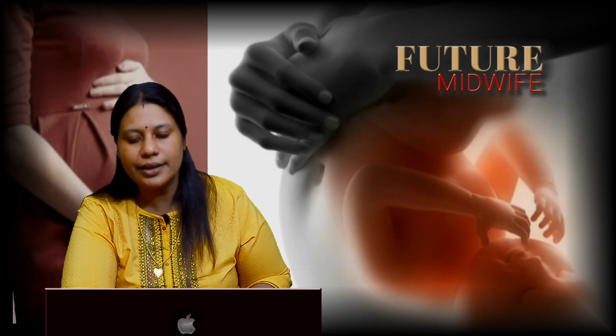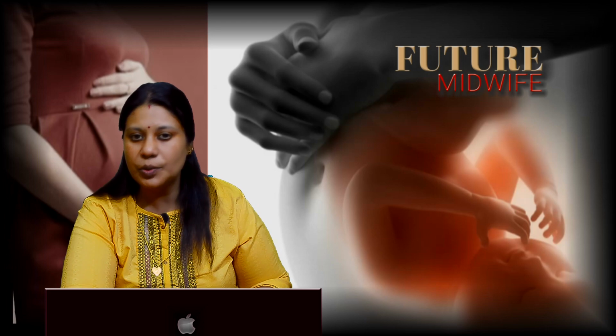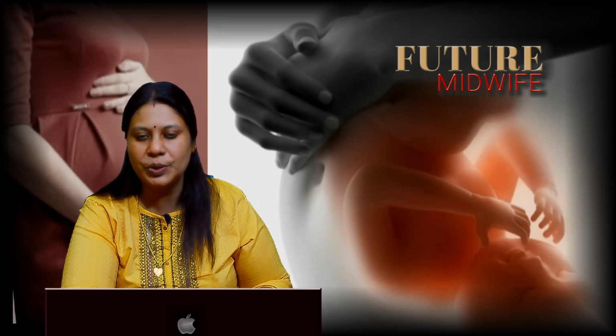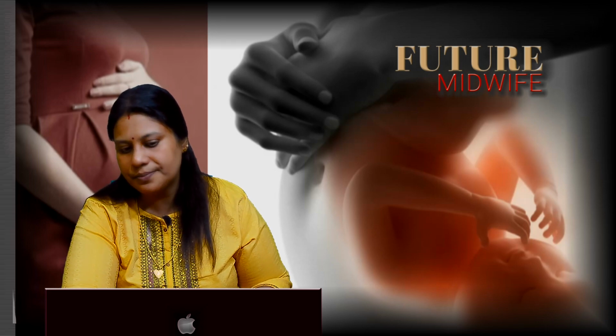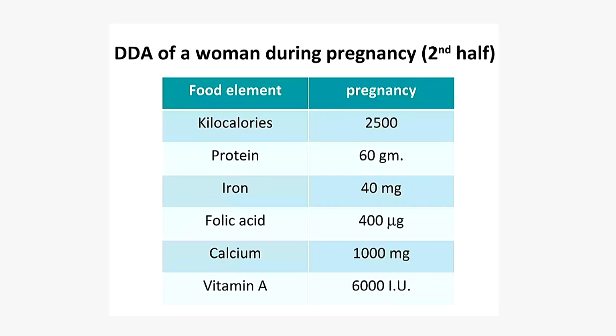which helps her hydration as well as prevents urinary tract infection. Now I will show the diet of a woman during the second half of pregnancy. The kilocalories should be 2500, protein 60 gram, iron 40 mg, folic acid 400 μg, calcium 1000 mg, vitamin A 6000 international units.